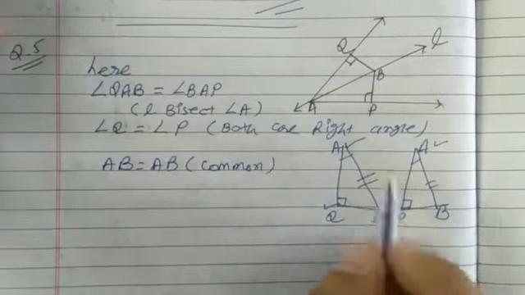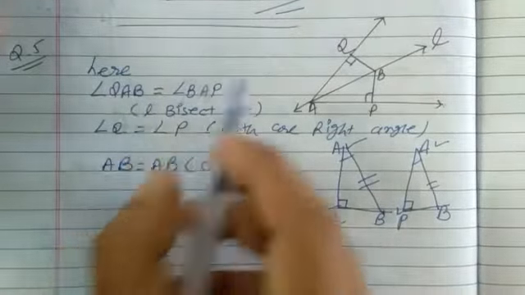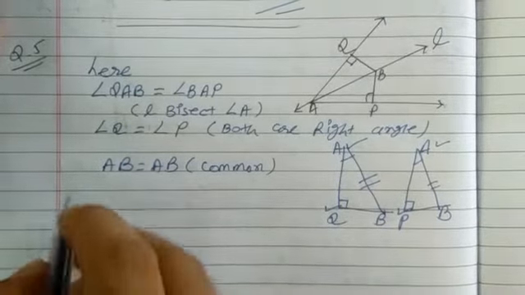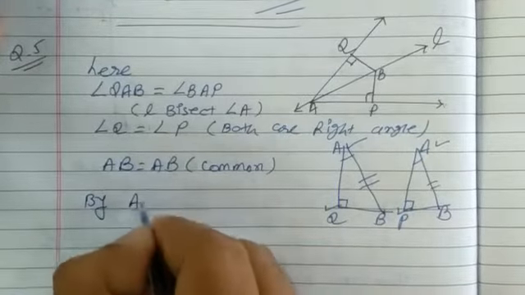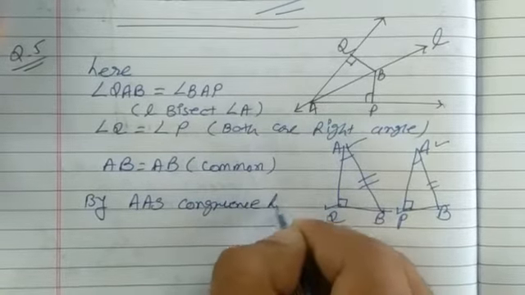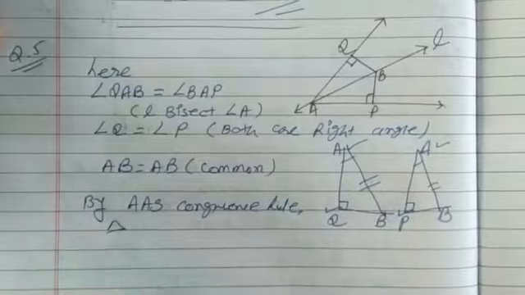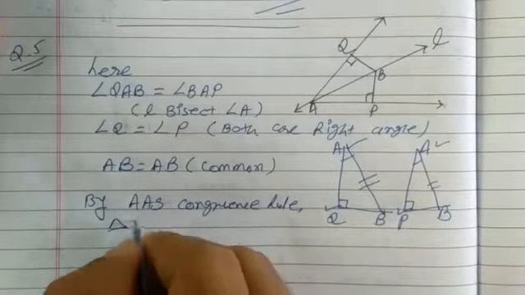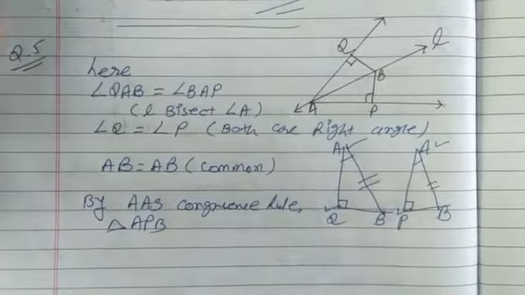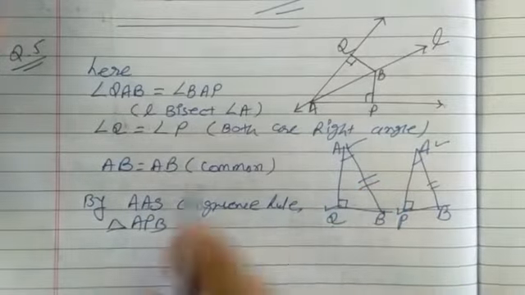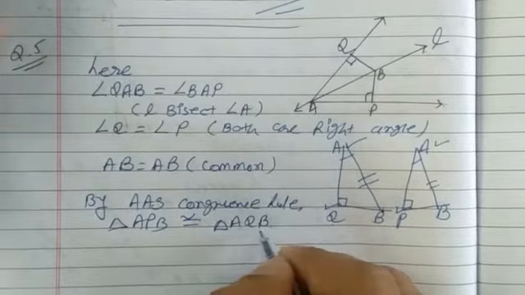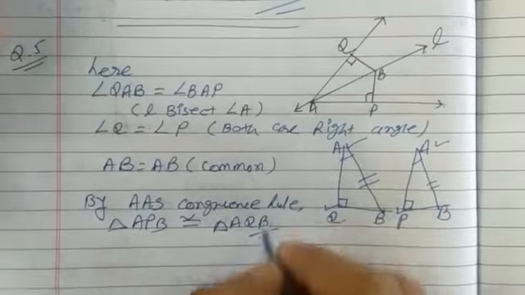Now in the third one, we have two angles and one side equal. So by using the angle side congruence, by the AAS congruence rule, we can say that triangle APB and triangle AQB are both congruent. This is our first answer.